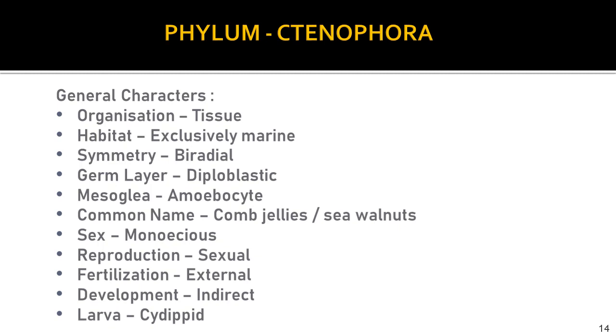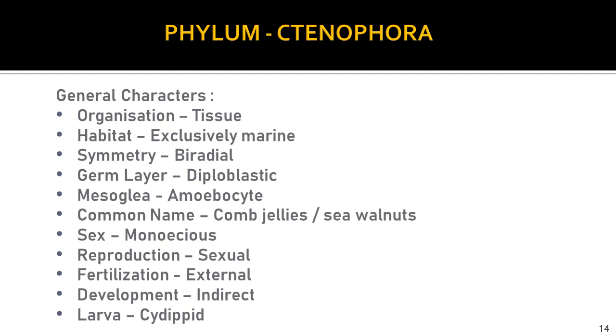Especially here, this mesoglea consists of some specialized cells that are known as amoebocytes, right? Then its common name: animals of the phylum Ctenophora are usually called comb jellies, or they are known as sea walnuts. Sea walnuts. Okay. Next one.